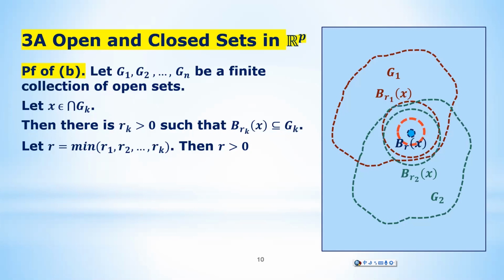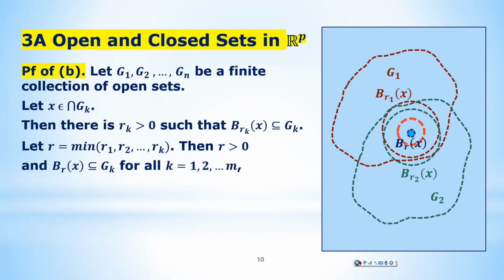Okay. So in the picture, it means that you're taking a minimum of R1, R2, and so on. So I choose this ball, B_R, where R is the minimum. You can see this ball, it's a red ball, is contained in both previous balls. So in the proof, this means that B_R(x) will be contained in each of these balls. Therefore, it will be contained in all the G sets.